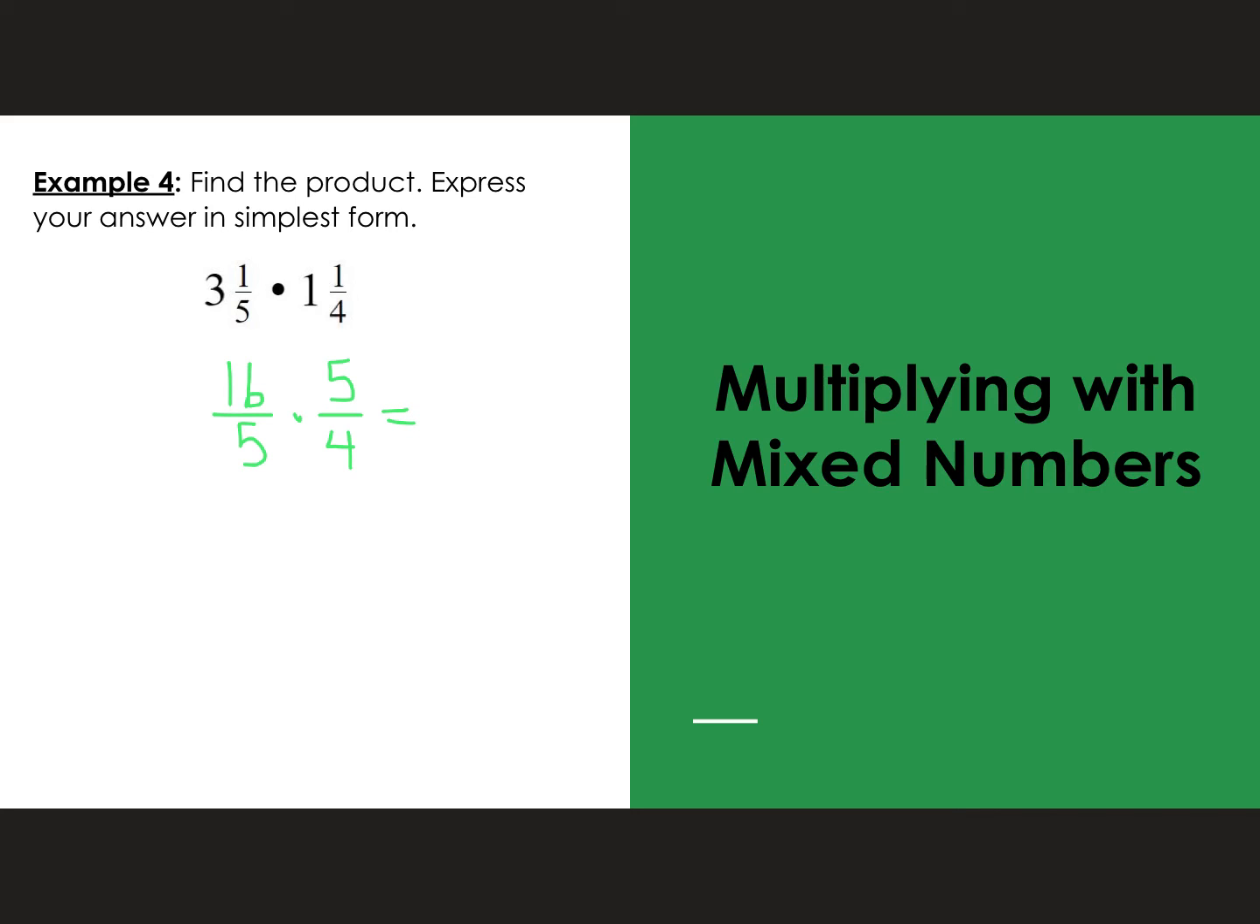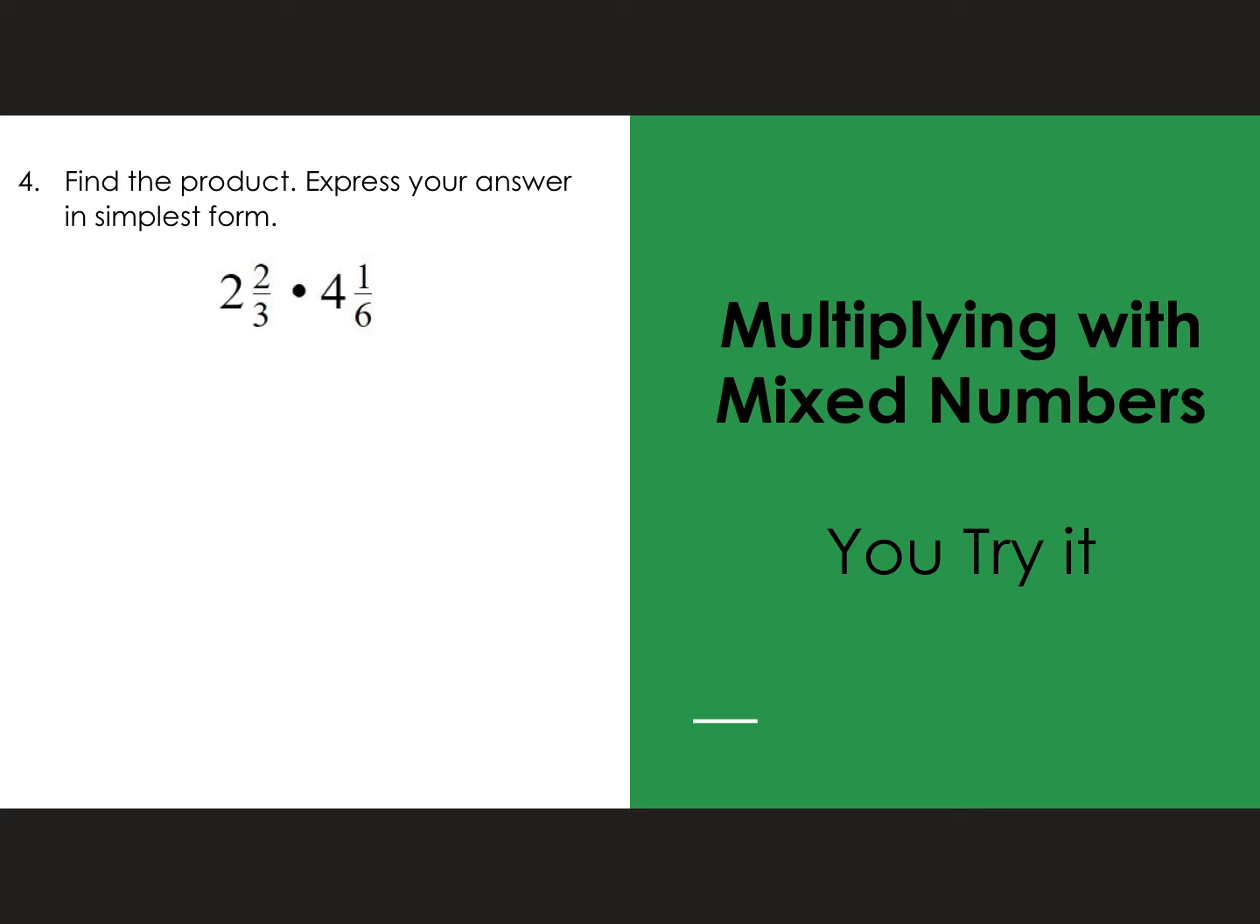So I'm going to multiply straight across. 16 times 5 is 80. 5 times 4 is 20. And then I reduce, or in this case, I can actually just divide. So 80 divided by 20 is 4. Okay, it's your turn. See what you can do.